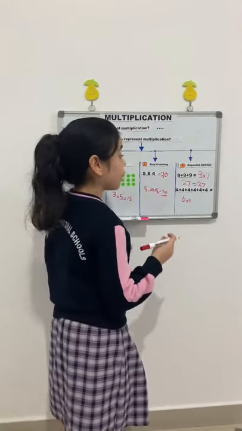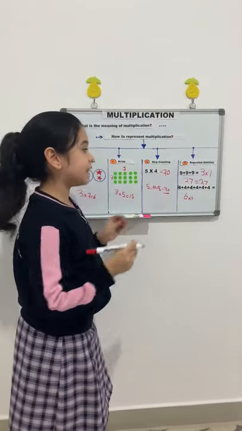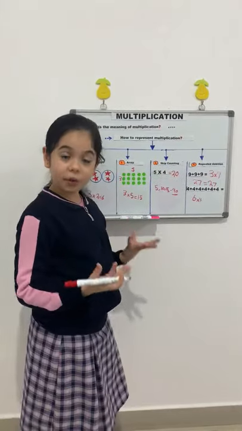So here, I know that repeated addition has the same product or the same sum, exactly like the multiplication equations.